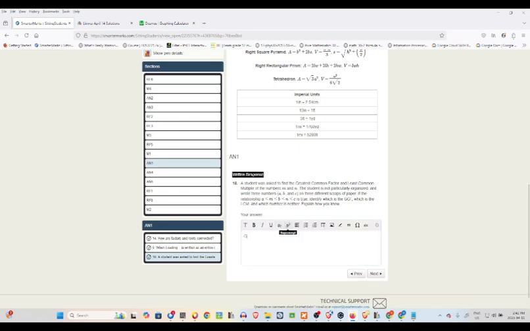Well, the GCF has to be less than or equal to each of our two numbers. You can't have a common factor that's greater than the number. So therefore, the GCF is A.